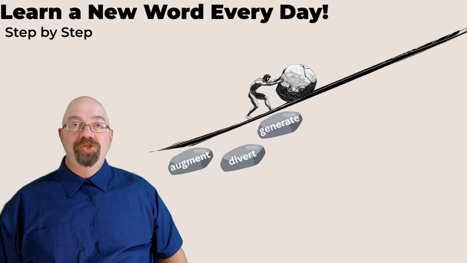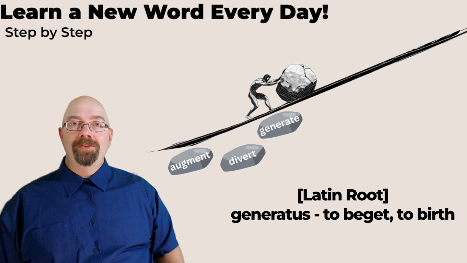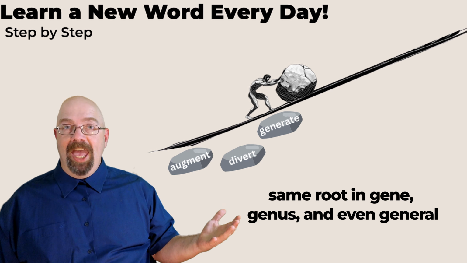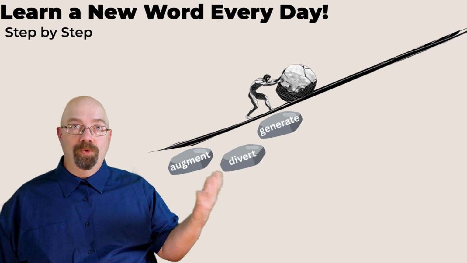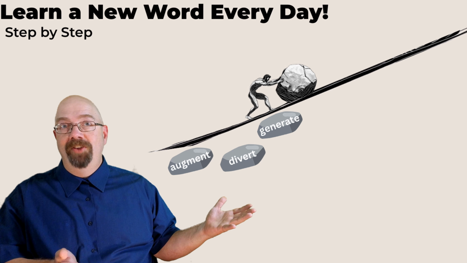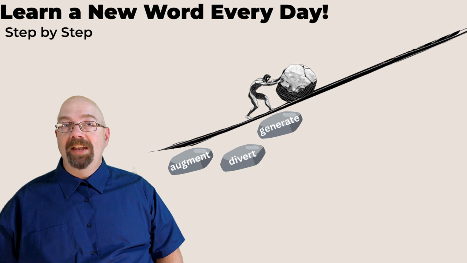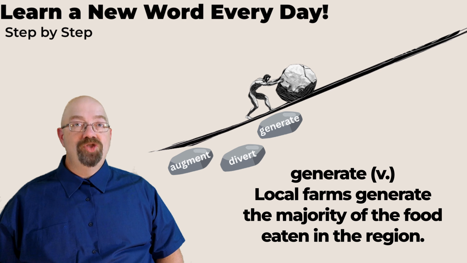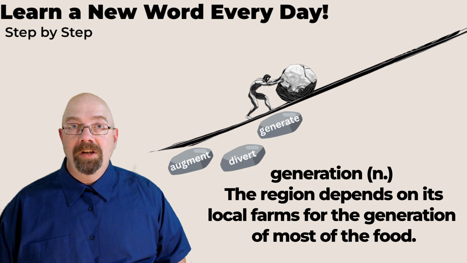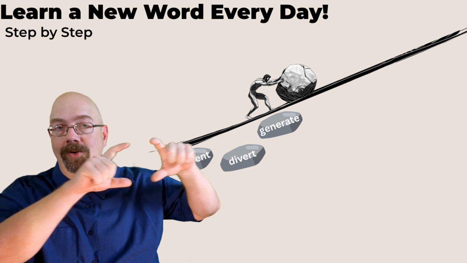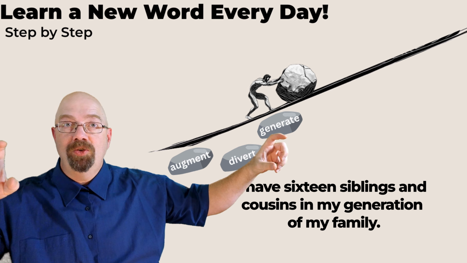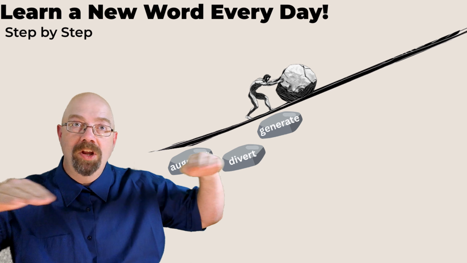Let's break down the word generate. Generate comes directly from Latin, where the same root can be found in the word genus. To generate means to beget or to give birth to, to create. Generate means very much the same thing in English that it did in Latin. Generate is a verb. The noun form is generation. Generation can mean all of a certain group of people who were born in the same time. The one family goes through one generation.